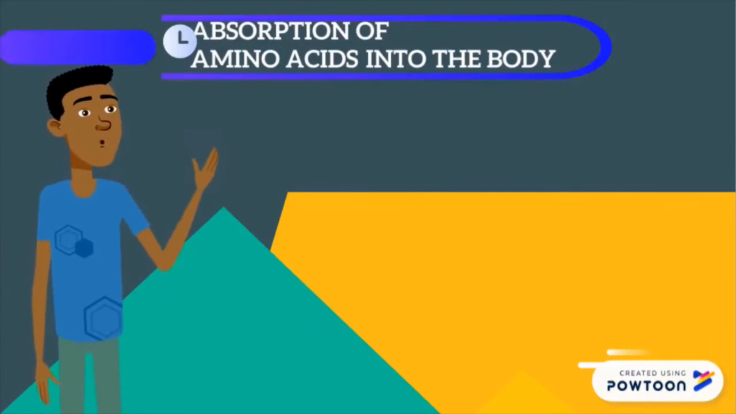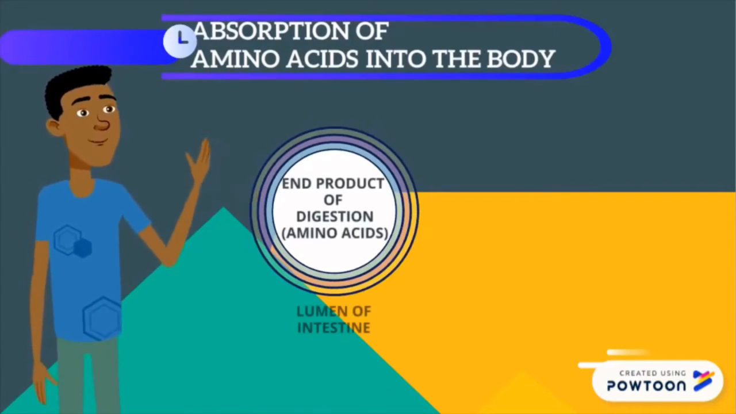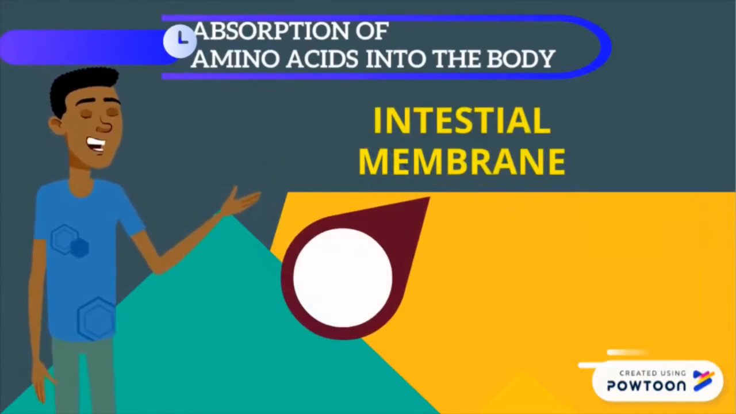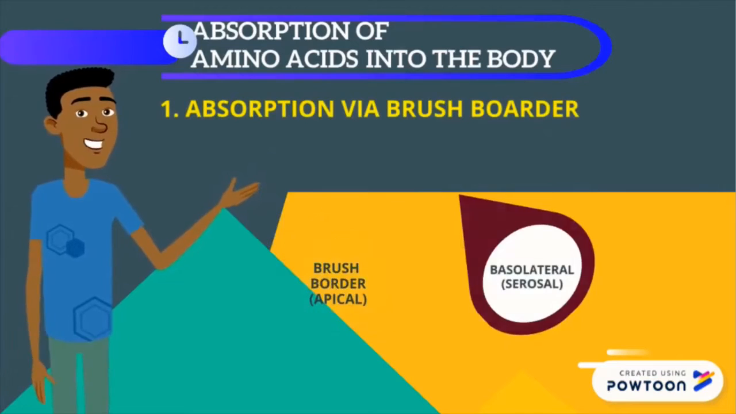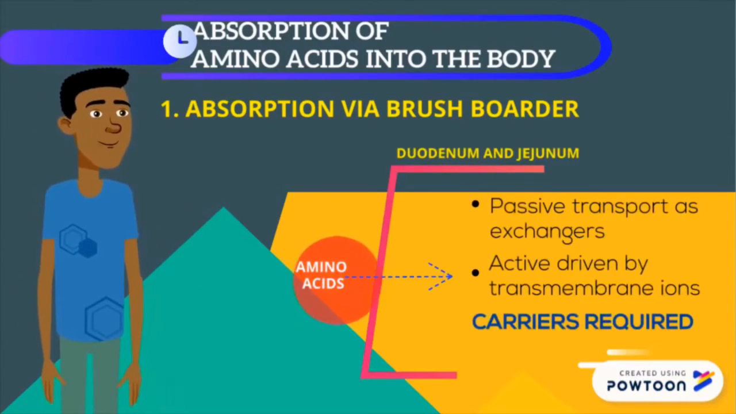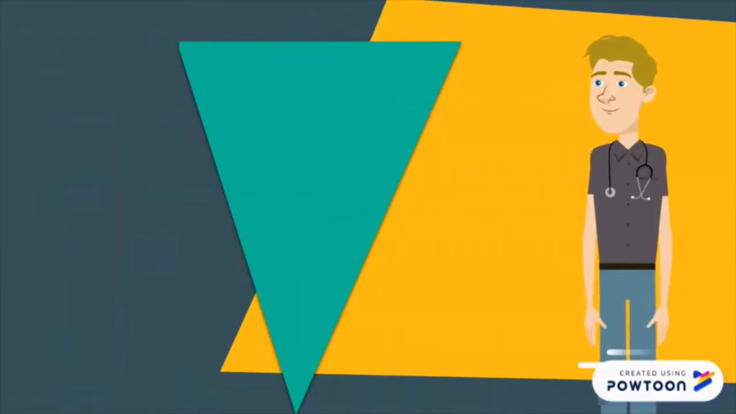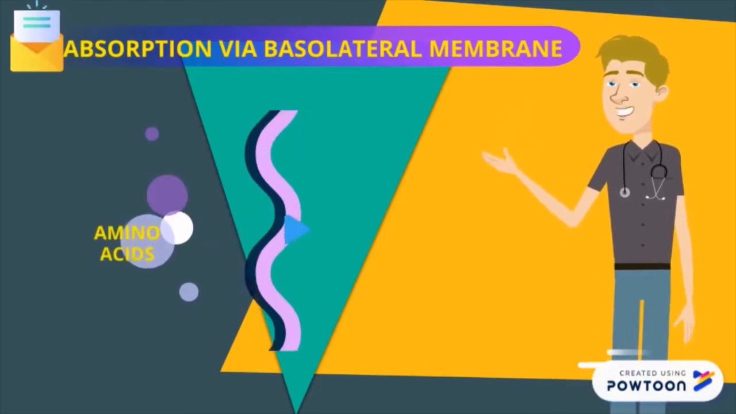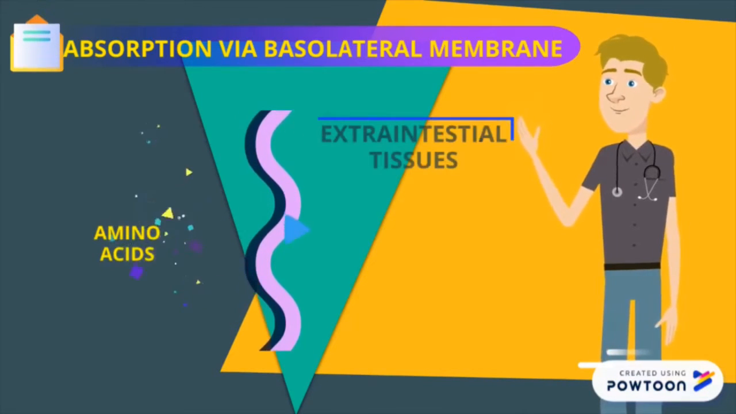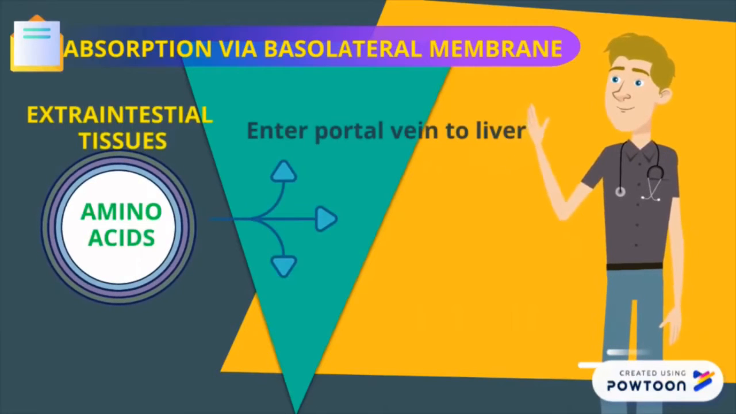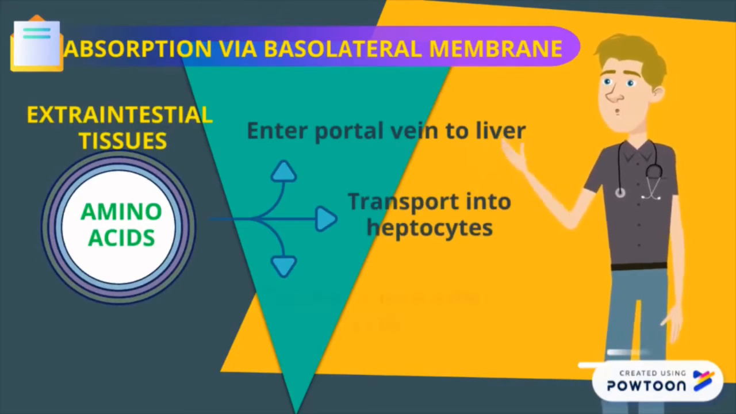Absorption of amino acid. Digested amino acid will be absorbed into the body through the intestinal membrane, either brush border or basolateral. First, through the brush border, amino acid will be absorbed passively as an exchanger or actively by transmembrane ions into the membrane. Next, absorption through the basolateral membrane, where amino acid gets absorbed into extraintestinal tissues. Then, the amino acid will either enter the portal vein to the liver, be transported into hepatocytes, or be transported into other cells.